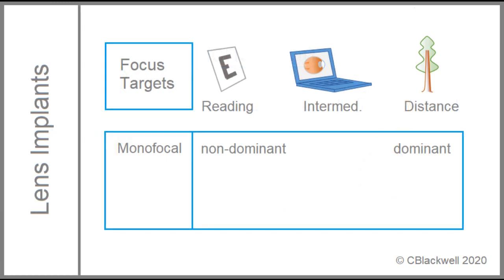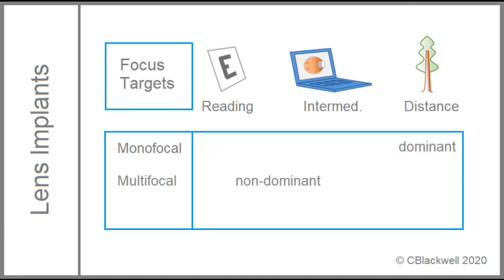Typically, the dominant eye is set for distance and the other eye is set for near. This is common with contact lenses, and if people liked it, they could do the same with lens implants. Jumping ahead, there's another option, a hybrid with a monofocal lens for distance in the dominant eye and a multifocal lens in the non-dominant eye for close focus.